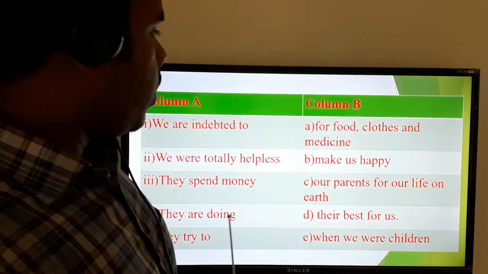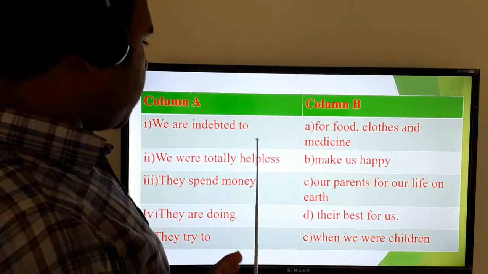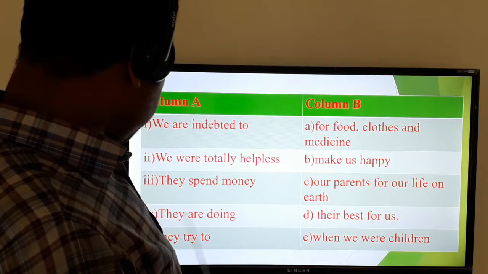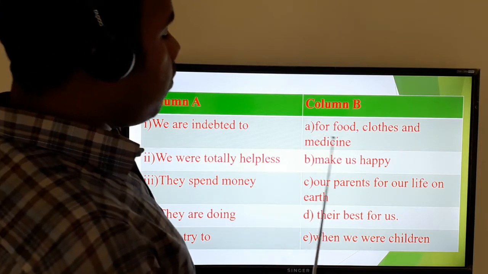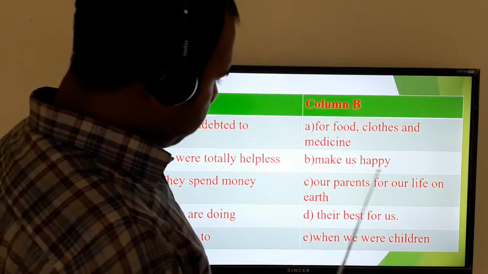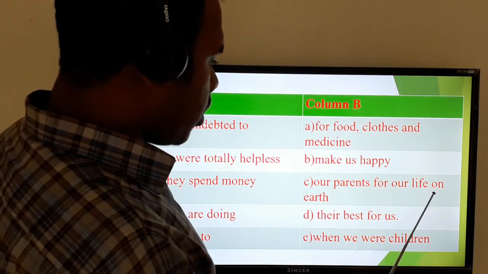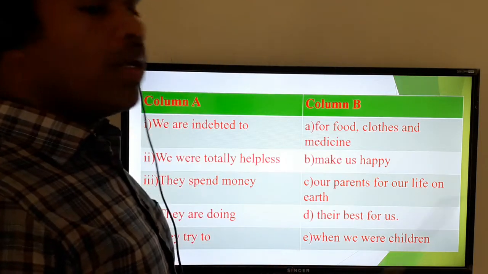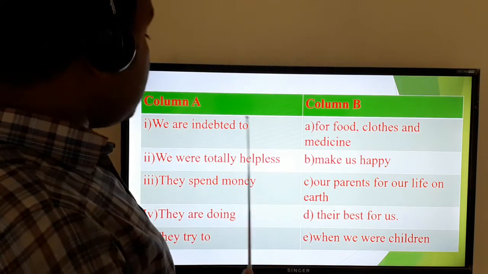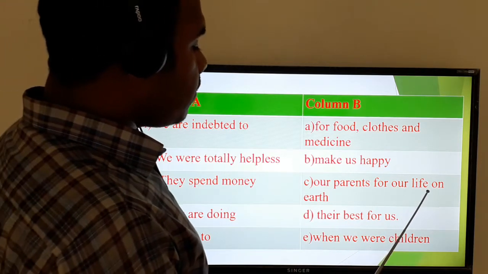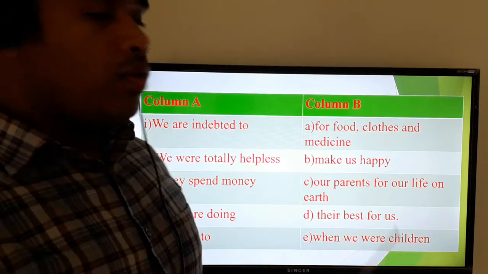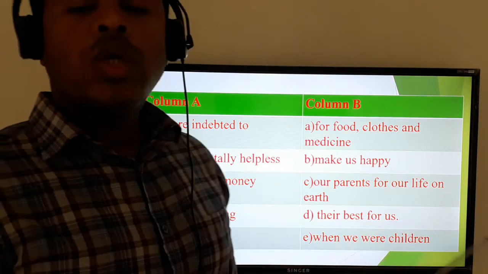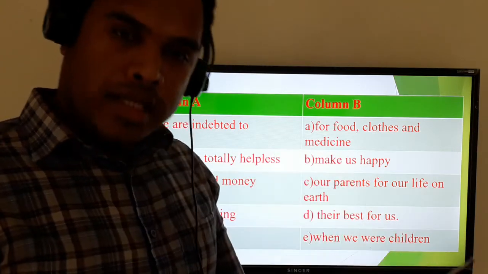Now there is another slide for you. See, we are indebted to what? We were totally helpless. They spend money. They try to what? You see, for food, clothes and medicine, make us happy. Our parents, for our life on earth, they are the best for us when we were children. So it's talking about parents and children. So we were indebted to our parents for our life on earth. So indebted means we owe our parents. Actually, because of our parents, we come to this earth. So that is why we are indebted to them.